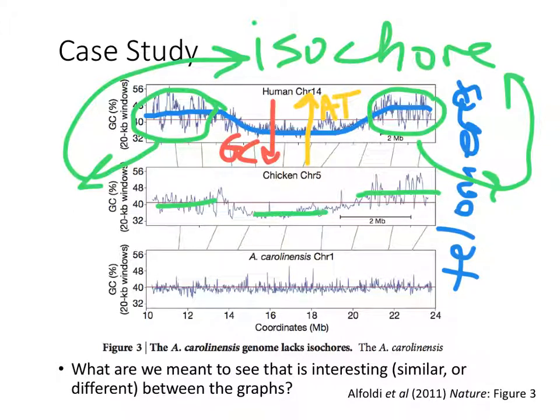And that's why this lizard genome sequence is a great contrast between humans, chickens, and lizards: this is what you'd expect if there were no isochores. There's no variation from one end of the chromosome to the other in average numbers of G's and C's.